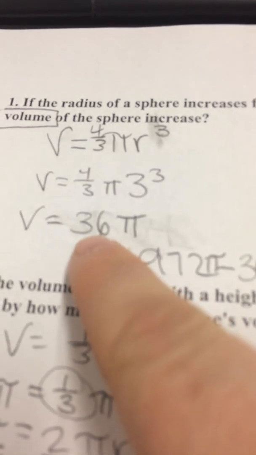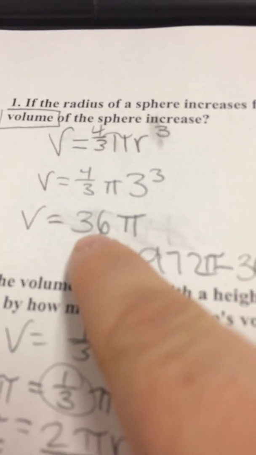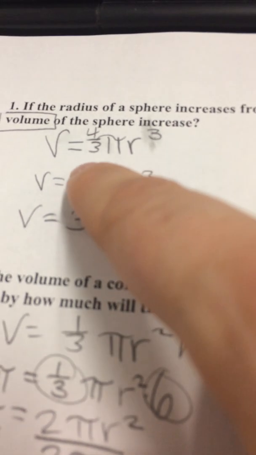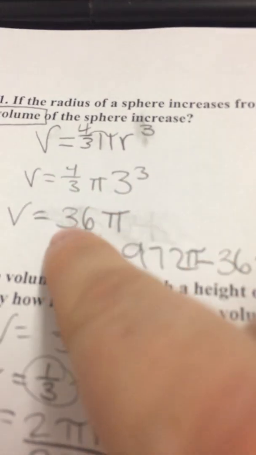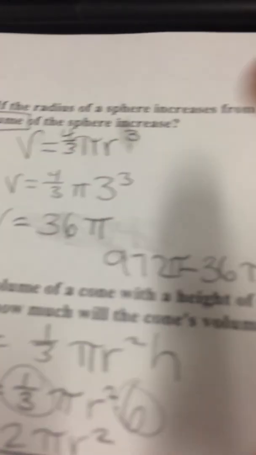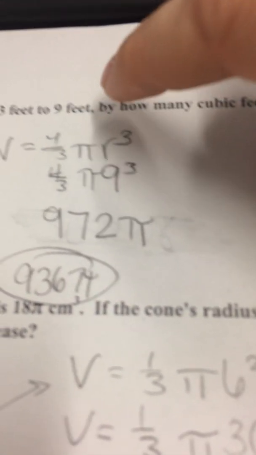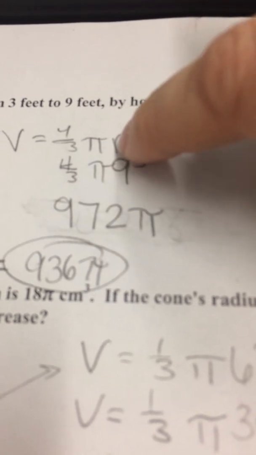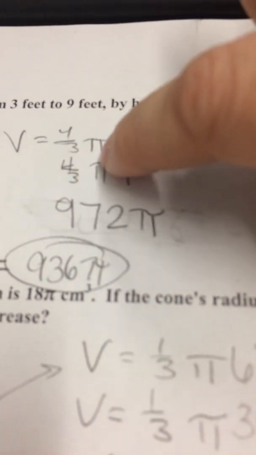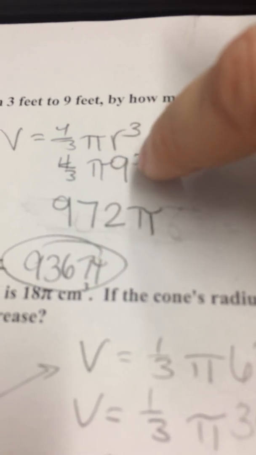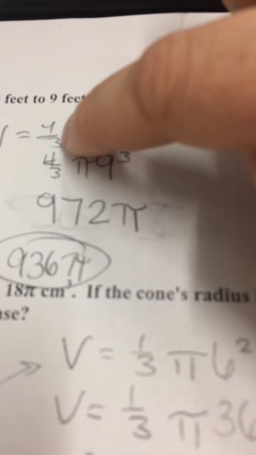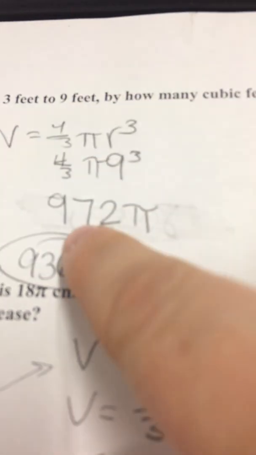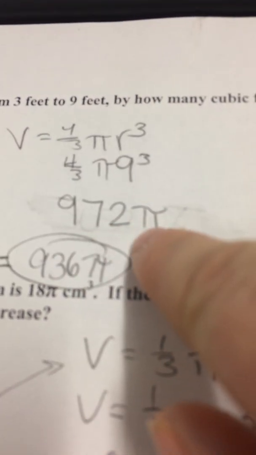And if you're thinking, Miss Burns, that's a fraction. How in the world did you do that? Do this first. 3 times 3 times 3 is 27. 27 times 4, and then divide by 3, and you'll get your 36 pi. You could do the same thing over here. Volume formula, 4/3 pi r cubed. This time the radius is 9. 4/3 times pi times 9 cubed. 9 times 9 times 9 times 4, and then divide by 3, and you get 972 pi.